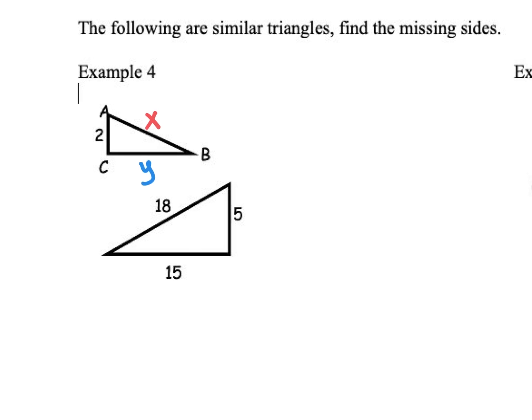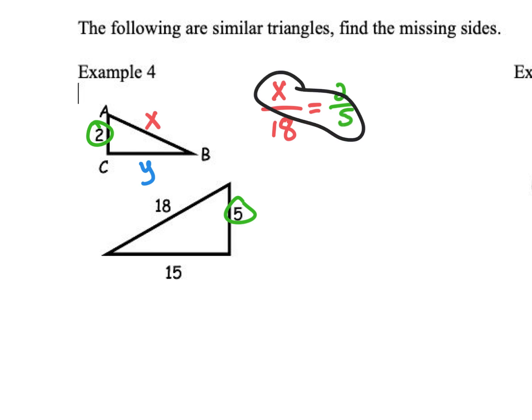So I'm going to say x over, and I like to pick the same one from the other triangle, put them together. 18 is going to equal, and then I have to pick the sides that both have numbers. So see how this one has a number and this has a number? I'm going to put those 2 together. So I'm going to say 2 over 5.